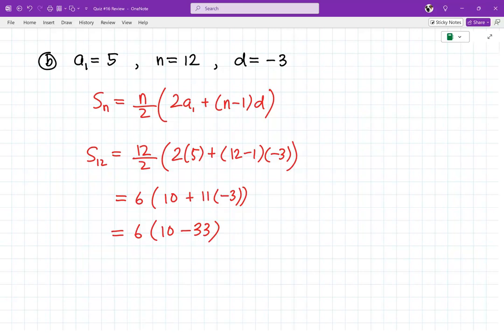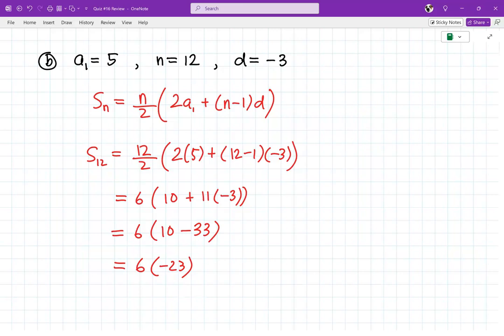10 minus 33, what do I get for that? Negative 16? Is that right? No, 23. I'm way off on that one. Negative 23. So again, this is why a calculator is nice, right? You don't have to try to do stuff in your head. So 10 minus 33 is negative 23. Then you're going to multiply 6 times negative 23.